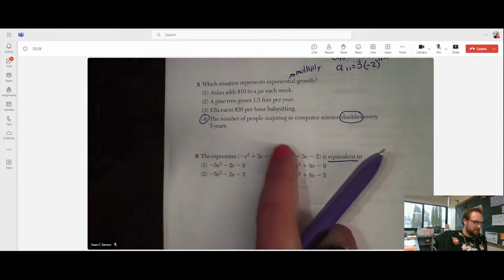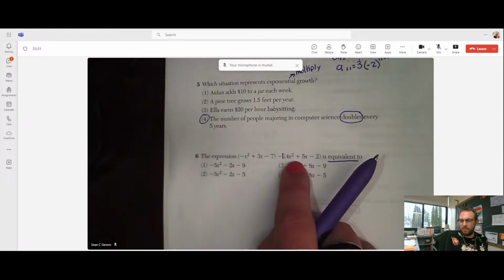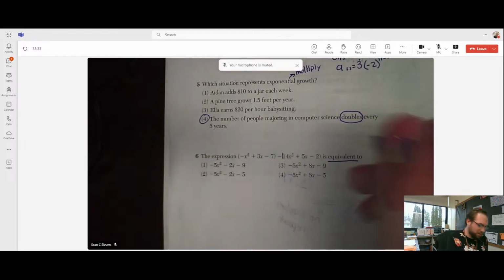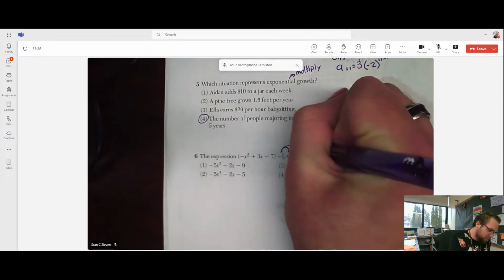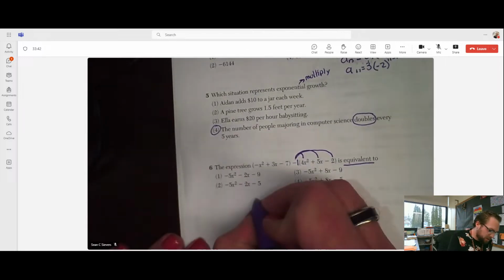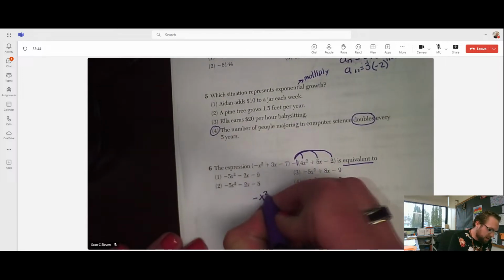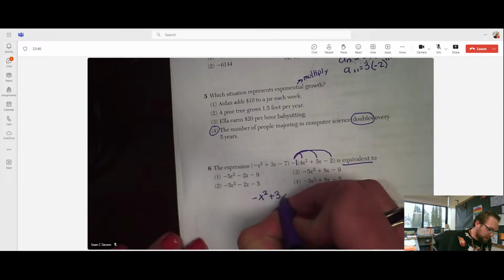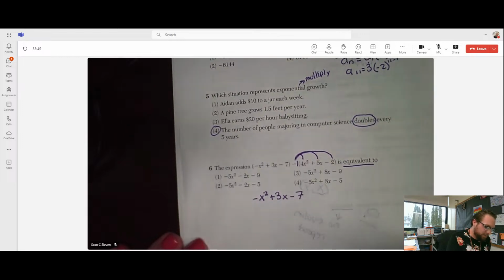What am I going to do with this negative 1? Yes, distribute. We're going to distribute this negative 1 to all 3 terms that are inside of the second trinomial. I'm going to bring down this first trinomial. So we have negative x squared plus 3x minus 7.